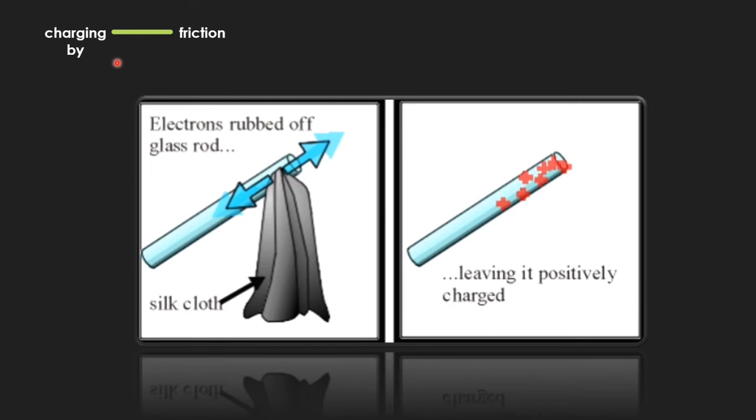In the case of charging by friction, here is a rod and a cloth, like a silk cloth, that is used to rub the rod by contact. Okay, so all of the electrons will be able to transfer into the cloth, leaving a net positive charge on the rod. So this is a way of charging an object by means of friction.